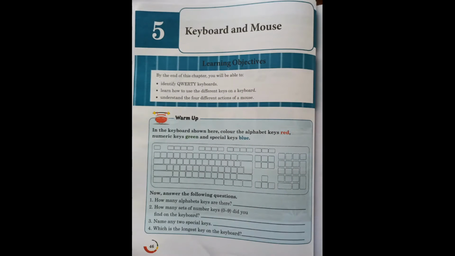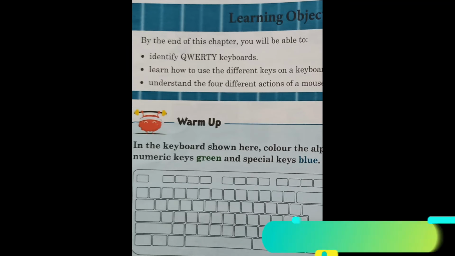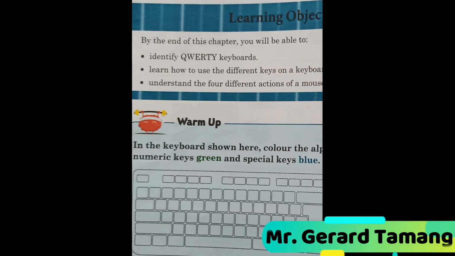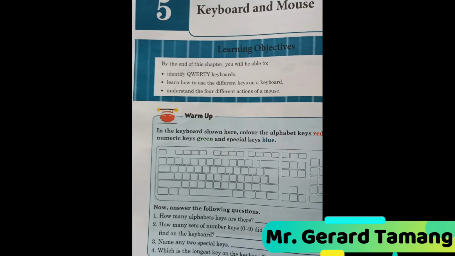Okay, class 2. Today we'll start a new chapter, keyboard and mouse, on page number 46. Now, learning objectives. By the end of the chapter, we'll be able to identify QWERTY keyboards, learn how to use the different keys on a keyboard, and understand the 4 different actions of a mouse.